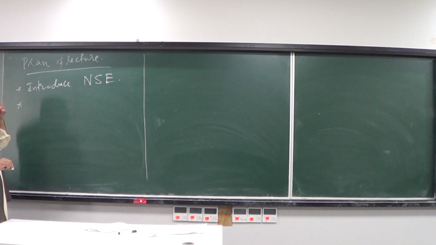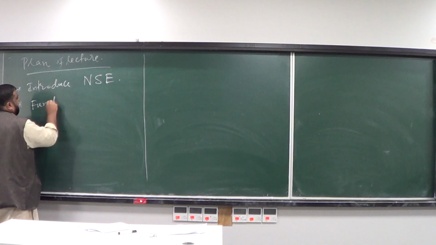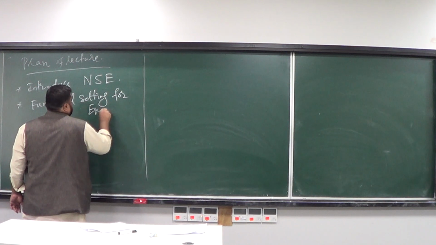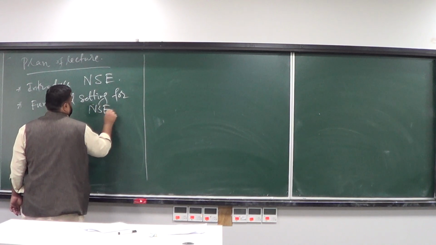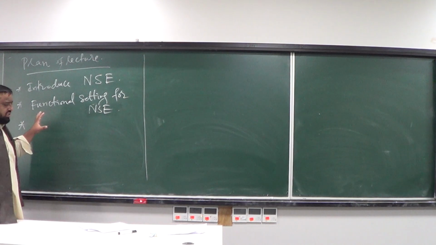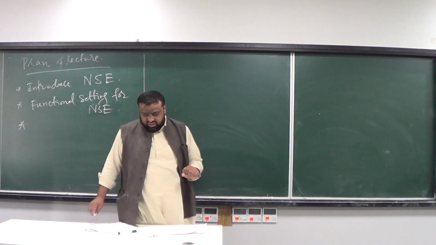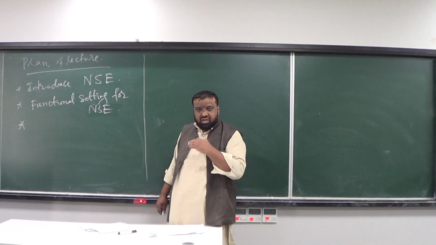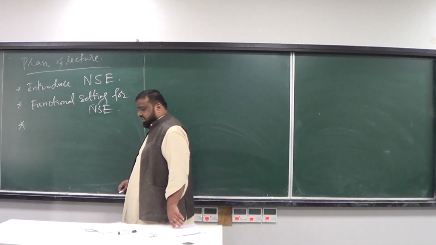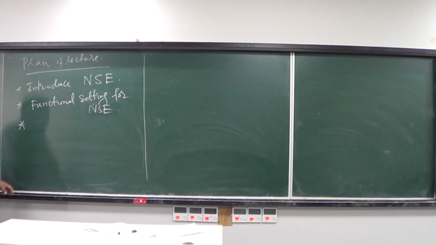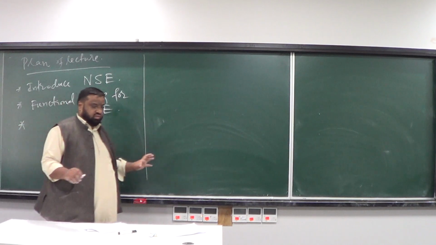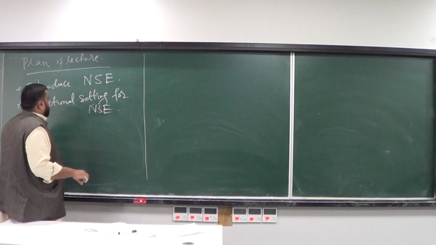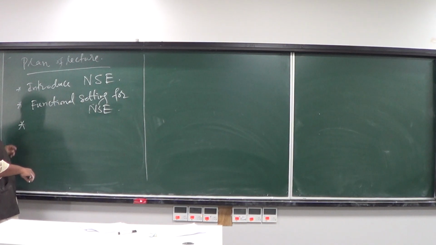The next thing that I'm going to talk about is the functional setting for the Navier-Stokes equation. I'll not get into too much detail of it; you can read it from the book. I'll just give you the picture, because the Navier-Stokes equation in itself is a huge topic. So I'll just hit the very fundamental things of this theory, and not even in detail. My treatment is going to be more superficial, but I'll also try to bring in rigor when I do some of the proofs. For this introduction and functional setting, I'll be more rigorous.